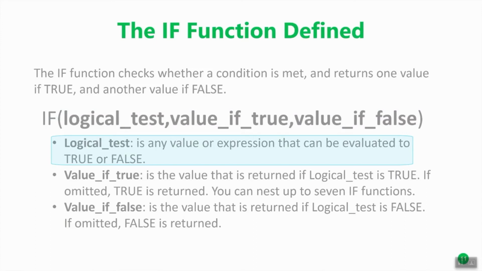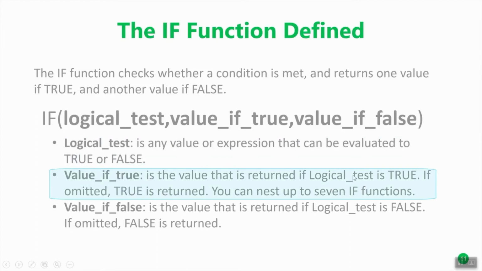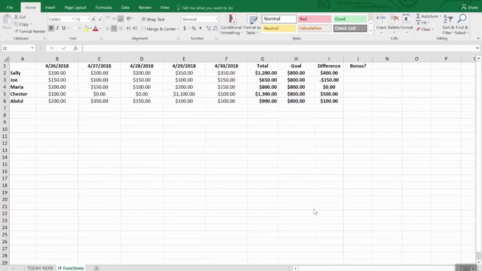If the value is true, then perhaps we display the word yes in a cell to the right of B2. And if it is false, then we say no to the right of B2. So let's build a formula looking at each part of this as we go. Back again with our sales team.